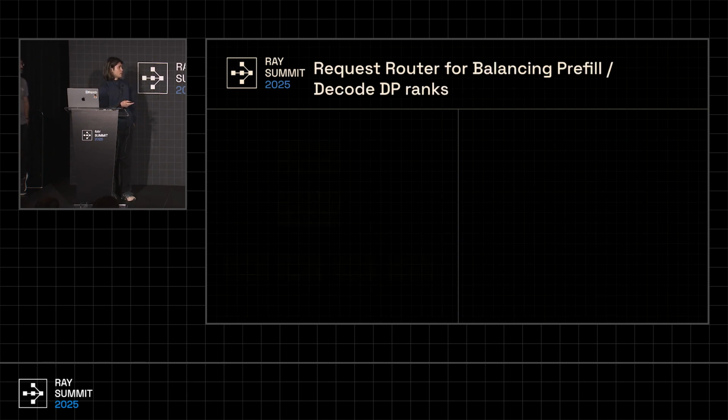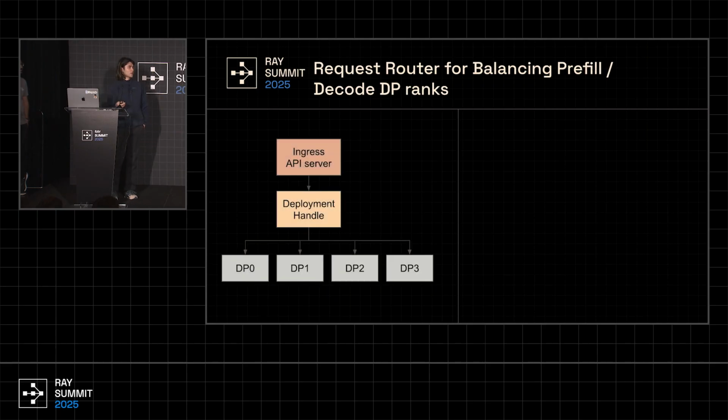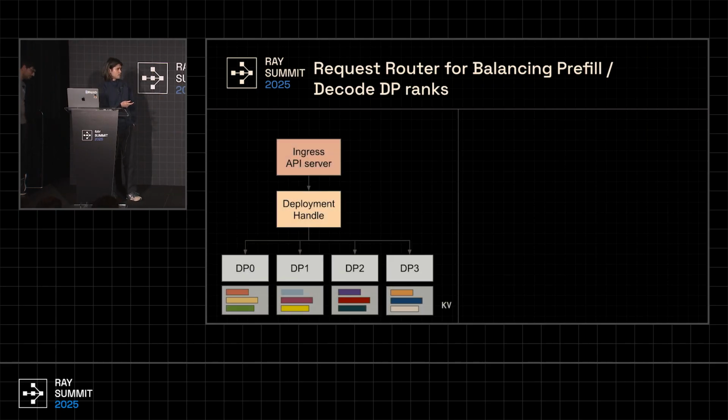Cool. And then I touched on request routing as well. This is something that we have in Ray Serve LLM, but not only do you want to maintain the load balance among these EP ranks, you also want to do that in an LLM-aware way to make use of that KV cache, whether you have long system prompts or some ongoing multi-turn chat that you want to reuse the KV cache for.